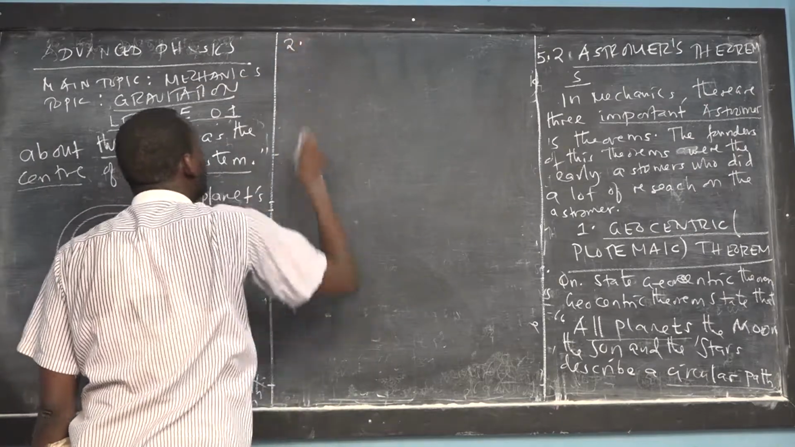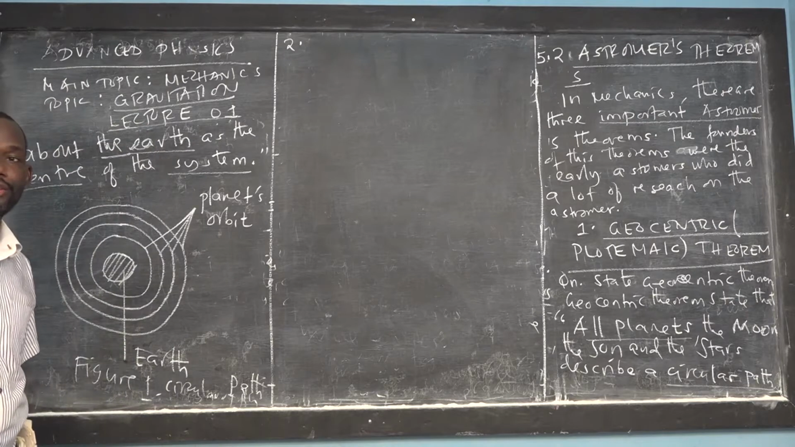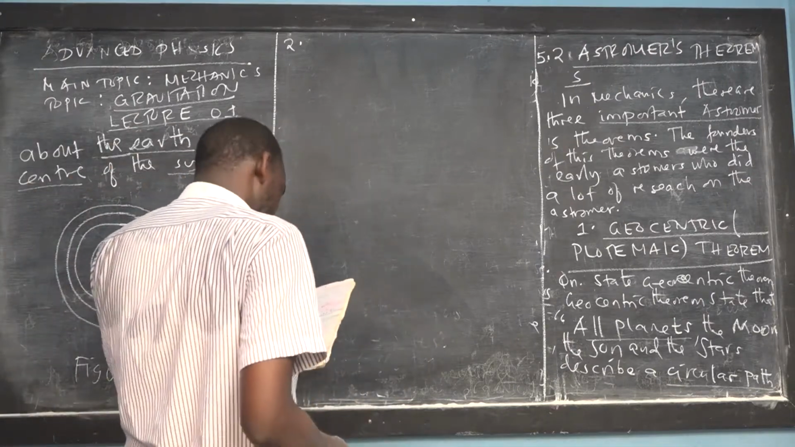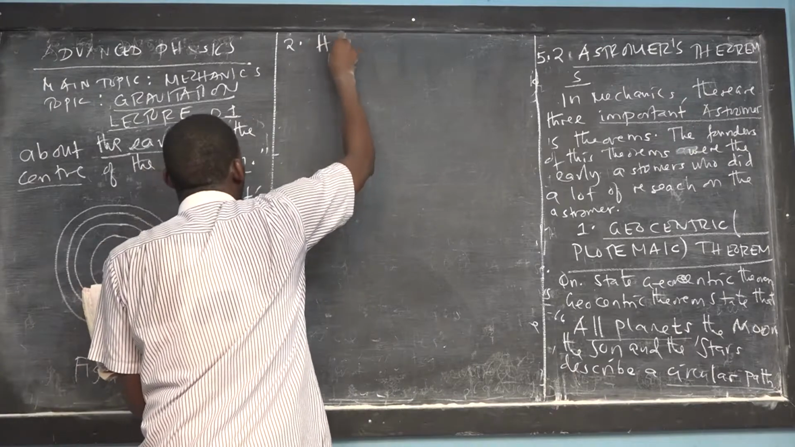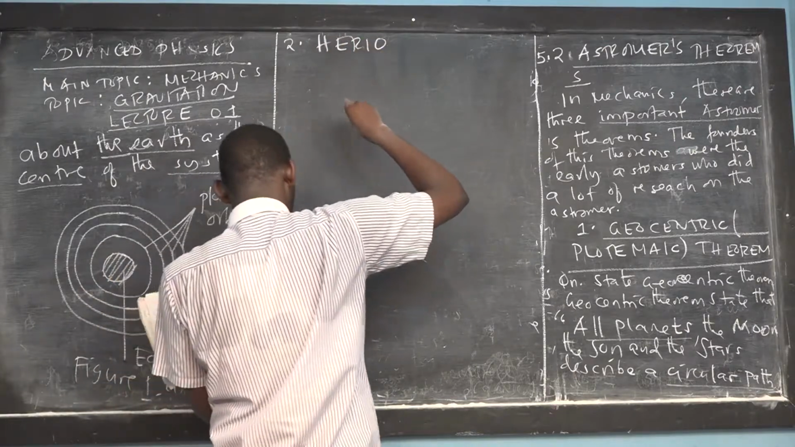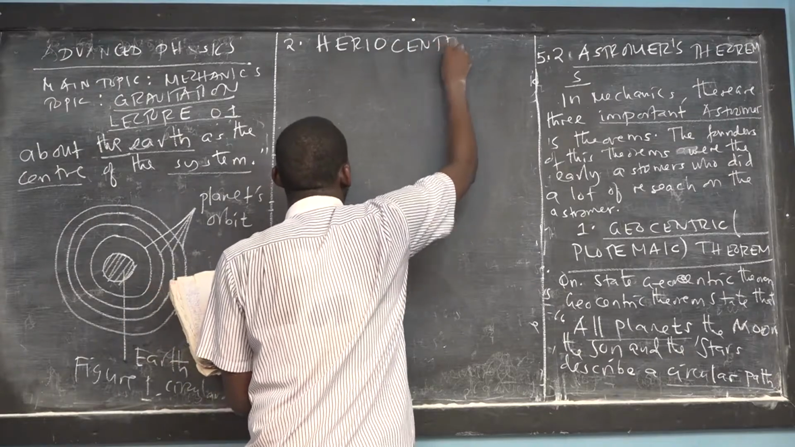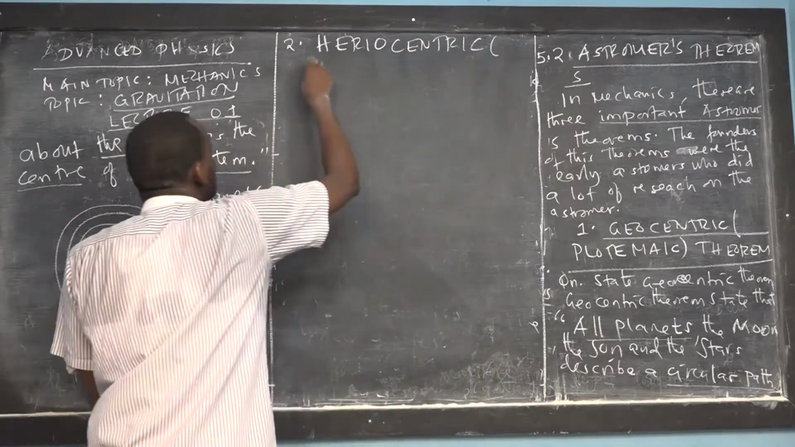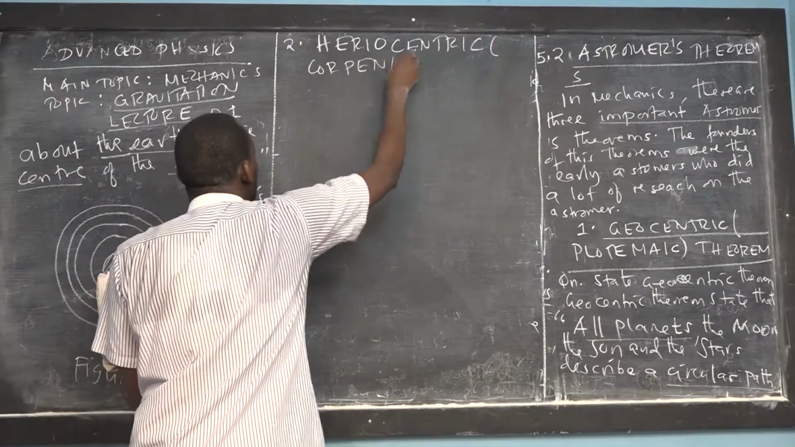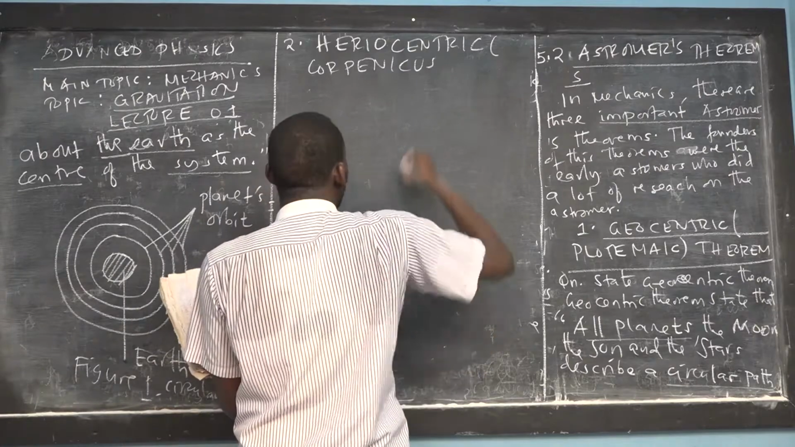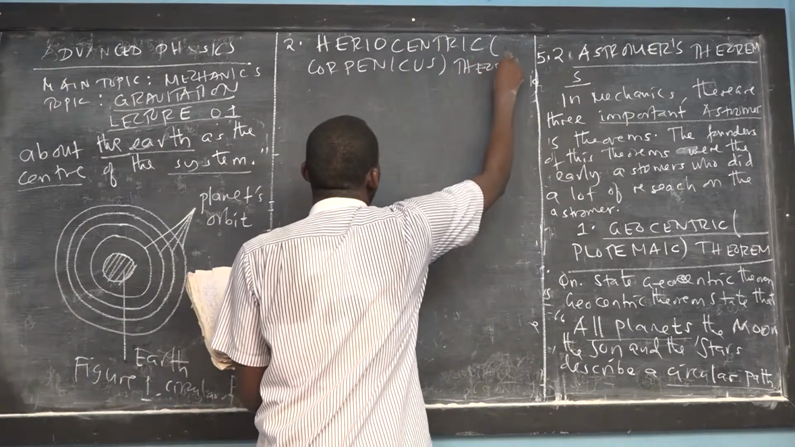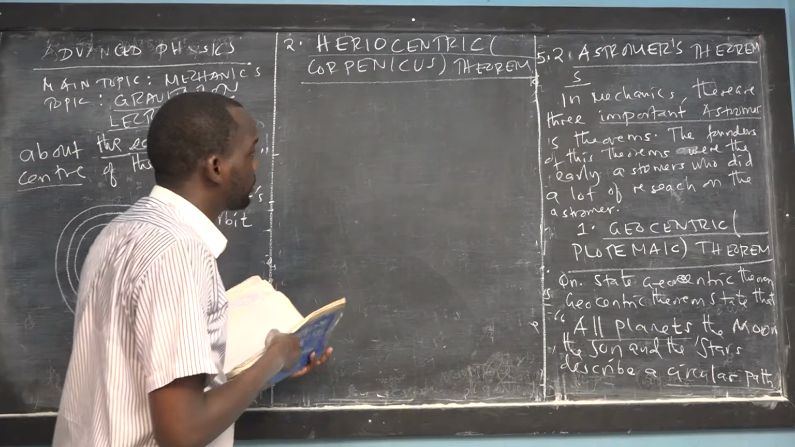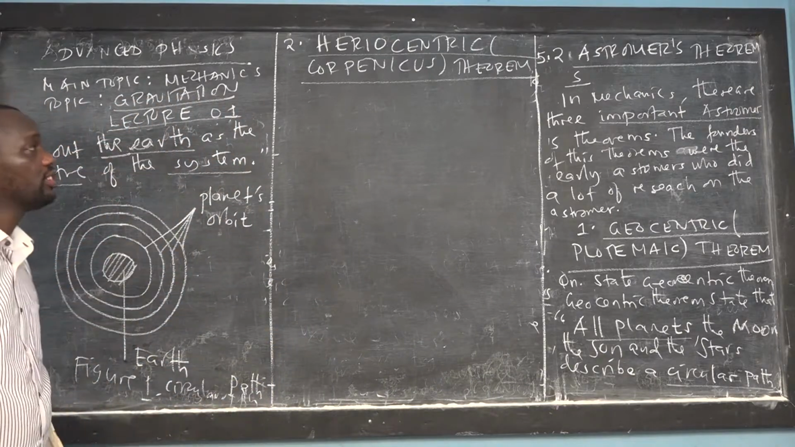Again, we have the second astronomer's theorem, right? The second astronomer's theorem, we call it heliocentric, or Copernicus. Okay, heliocentric or Copernicus theorem. Say with me, heliocentric or Copernicus theorem.